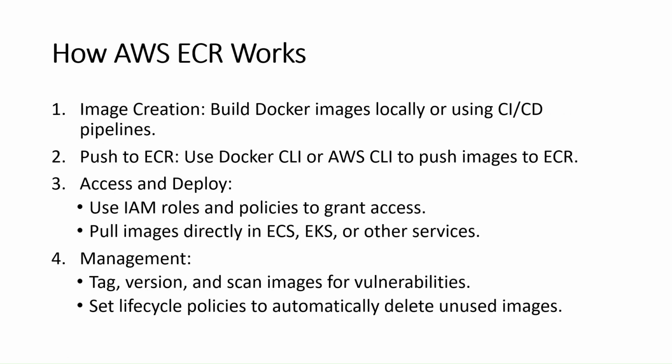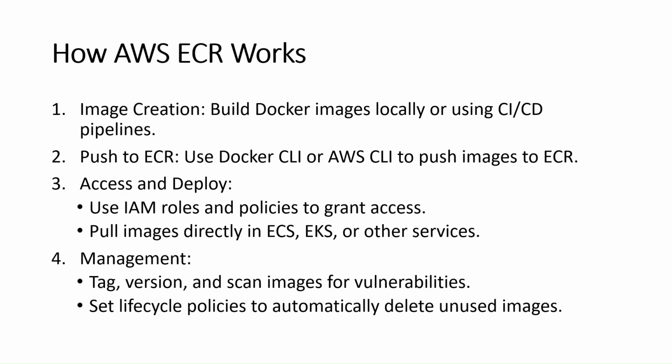Now let's see how AWS ECR works. The first step is to create an image. You need to build a Docker image locally or using CI/CD pipelines. First you need a container image. You can create this image on your local computer using Docker, or you can set up a CI/CD pipeline like Jenkins, GitHub Actions, or AWS CodePipeline to automatically build images whenever you update your code.